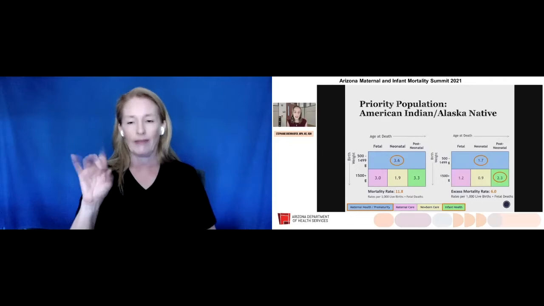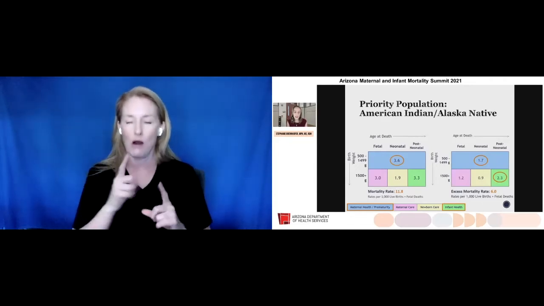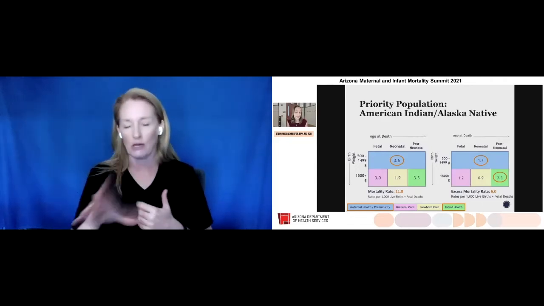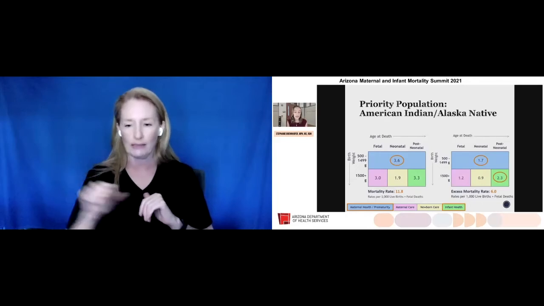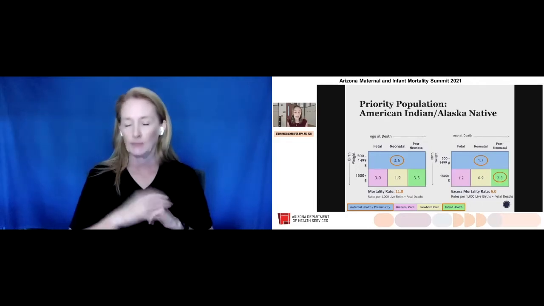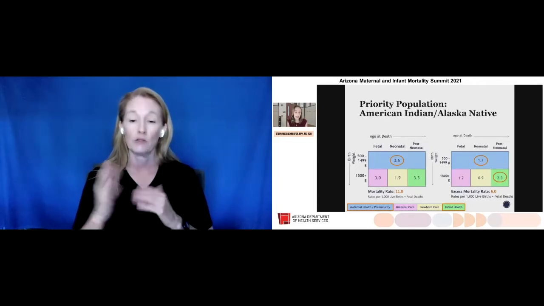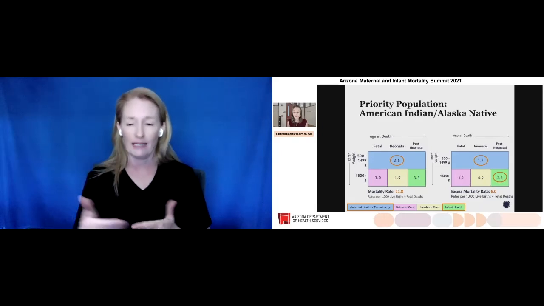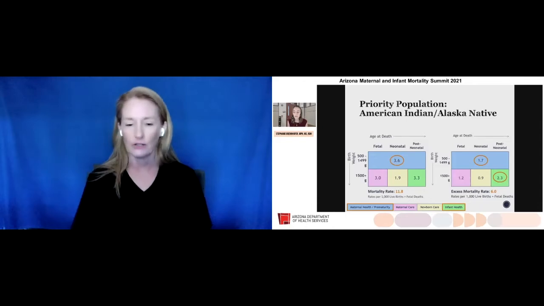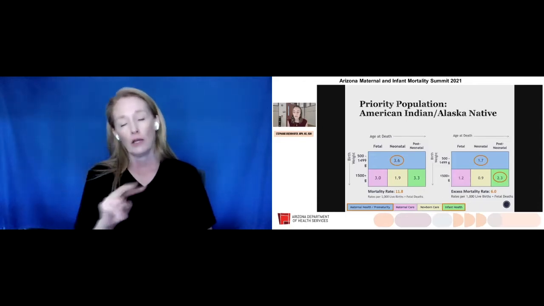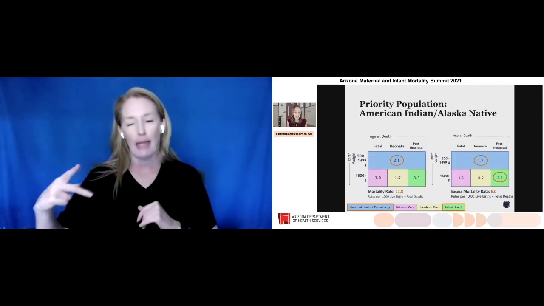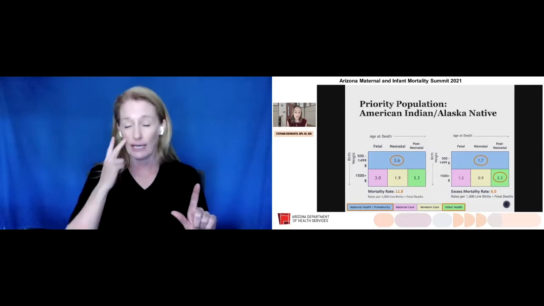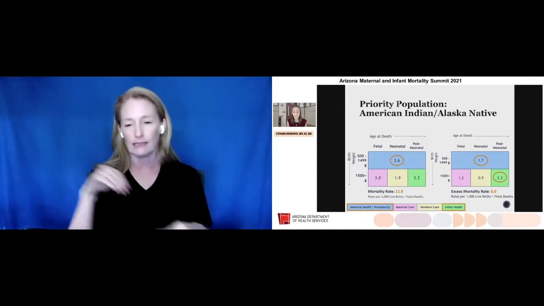So the overall mortality rate is actually 11.8 per 1,000 live births and fetal deaths, and their excess mortality rate was 6 deaths per 1,000 live births and fetal deaths. When we look at the mortality rate map, the one on the left, we can see that the highest rate is actually in the maternal health and prematurity period of risk.